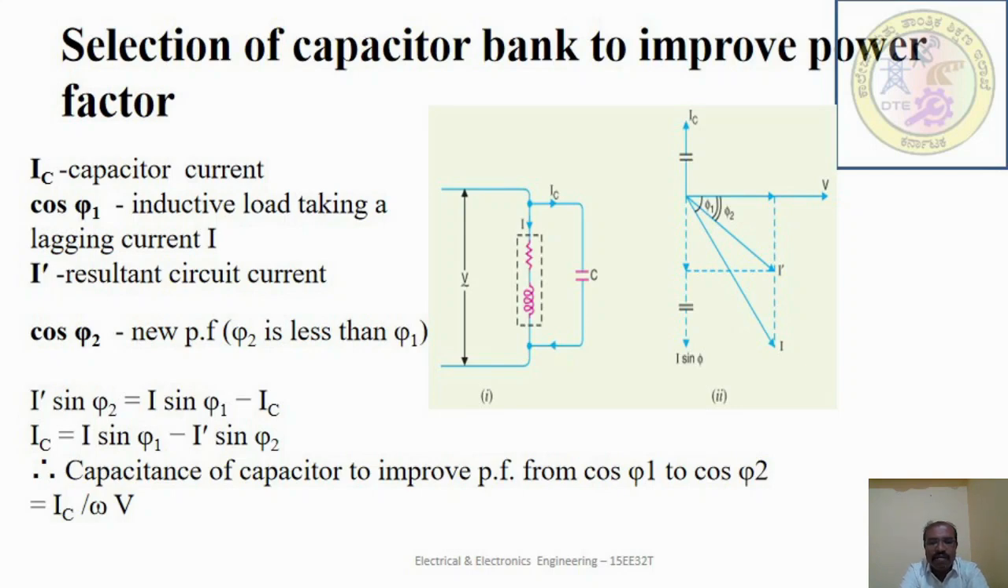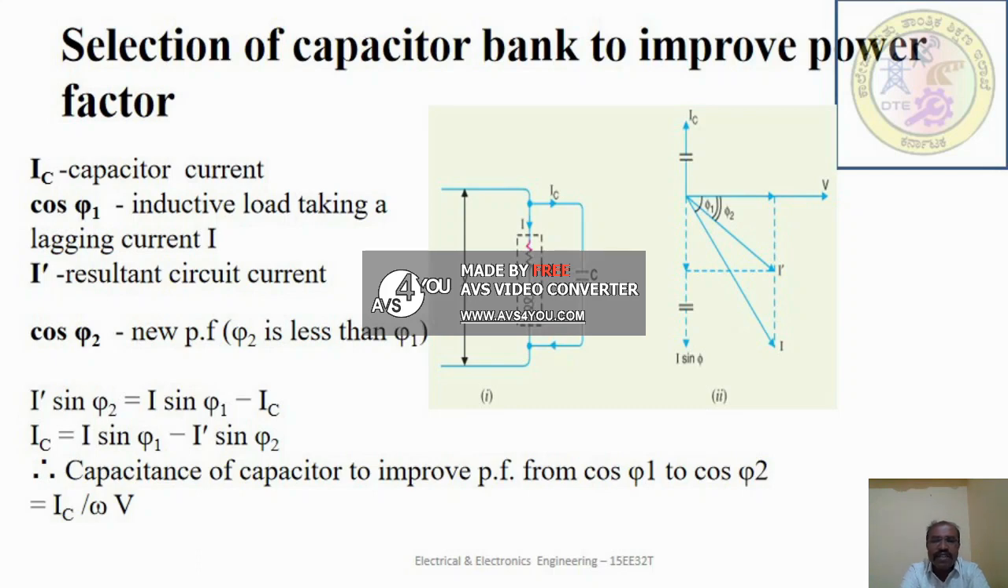From the phasor diagram, it is clear that after the power factor correction, the lagging reactive component of the load is reduced to I dash sine phi 2. Or you can put it another way: I dash sine phi 2 is equal to I sine phi 1 minus IC, or IC, the capacitor current, equals I sine phi 1 minus I dash sine phi 2. Therefore, IC divided by omega V.